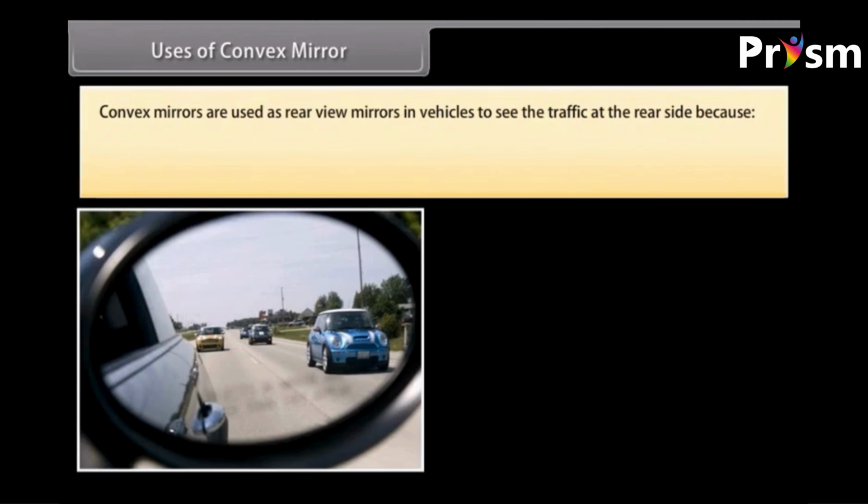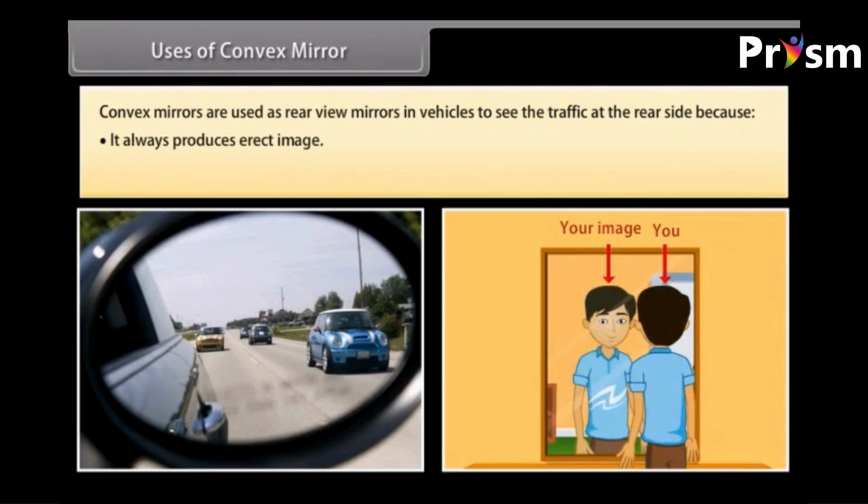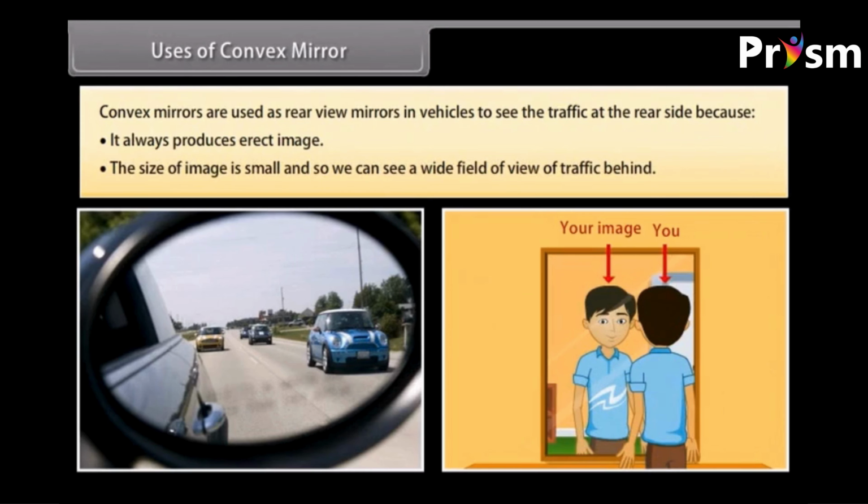Uses of convex mirror. Convex mirrors are used as rear-view mirrors in vehicles to see the traffic at the rear side because it always produces an erect image. The size of the image is small, and so we can see a wide field of view of traffic behind.